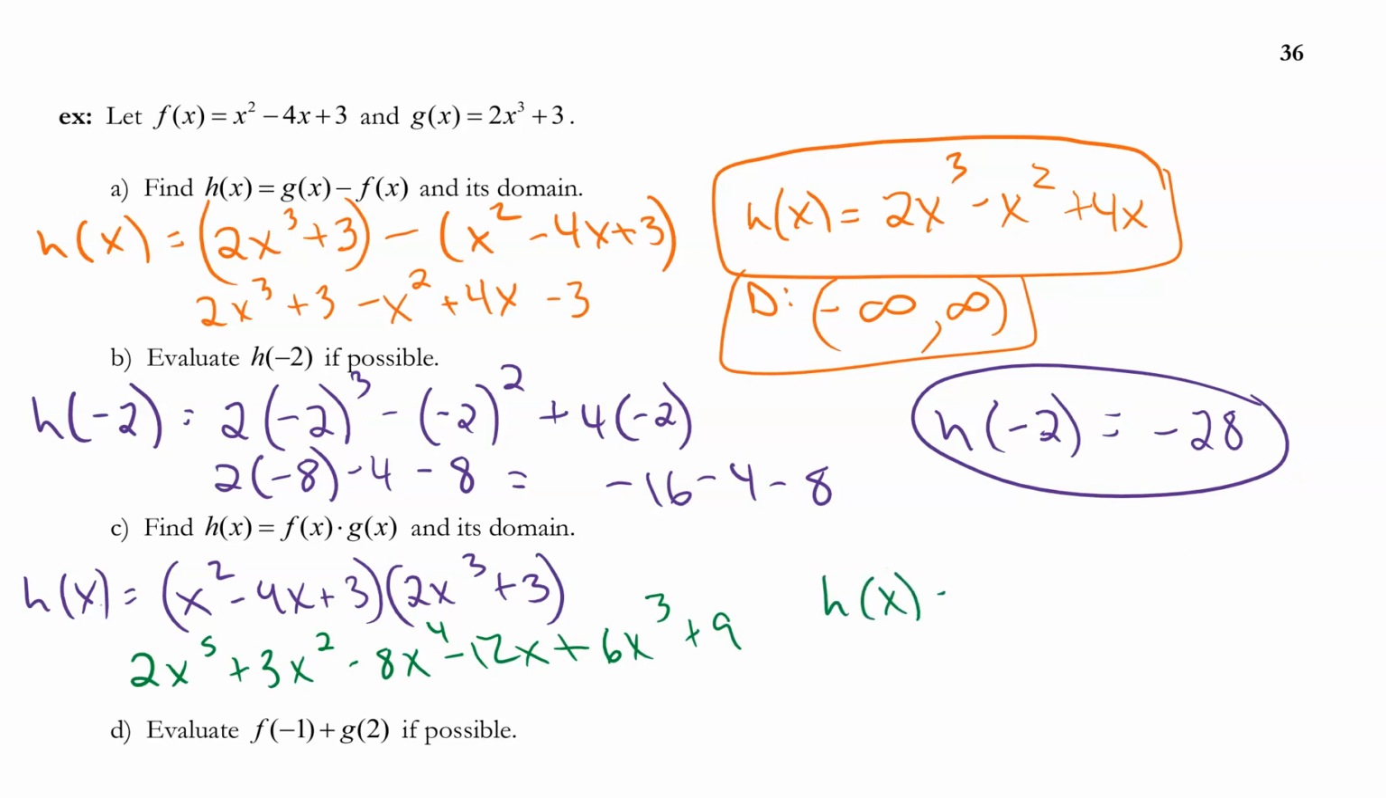So h of x equals 2x to the 5th minus 8x to the 4th plus 6x cubed plus 3x squared minus 12x plus 9. Domain, there's no restrictions, negative infinity to positive infinity.